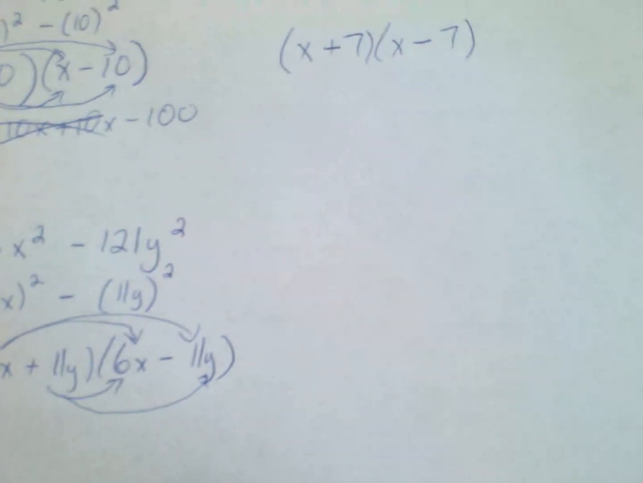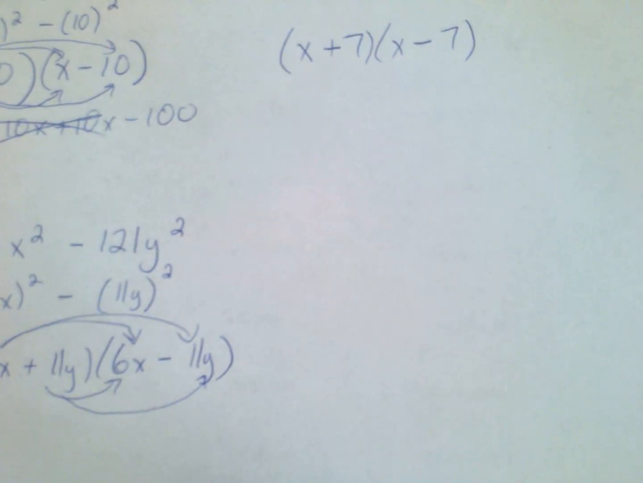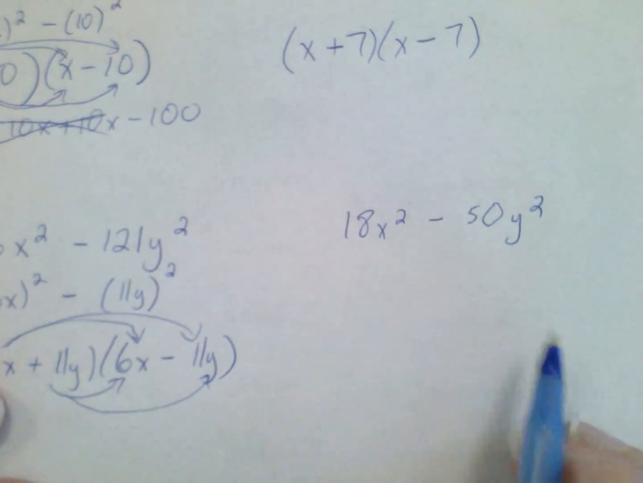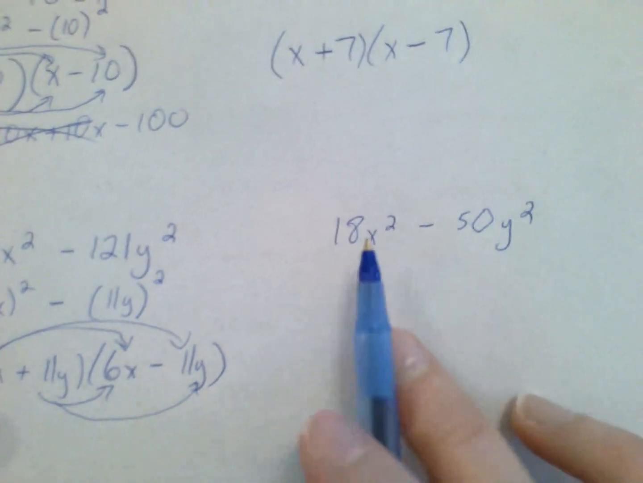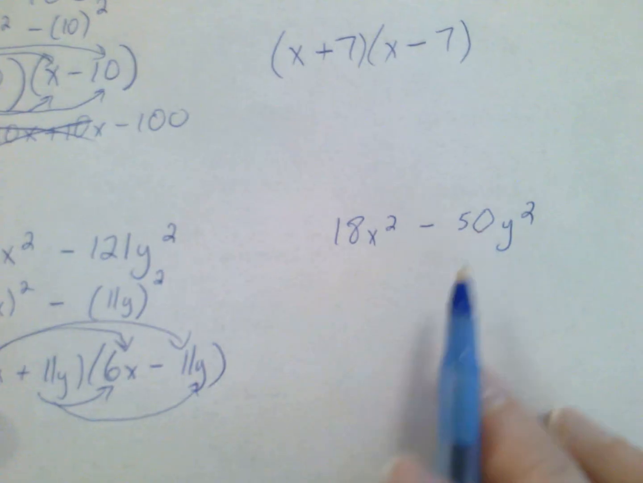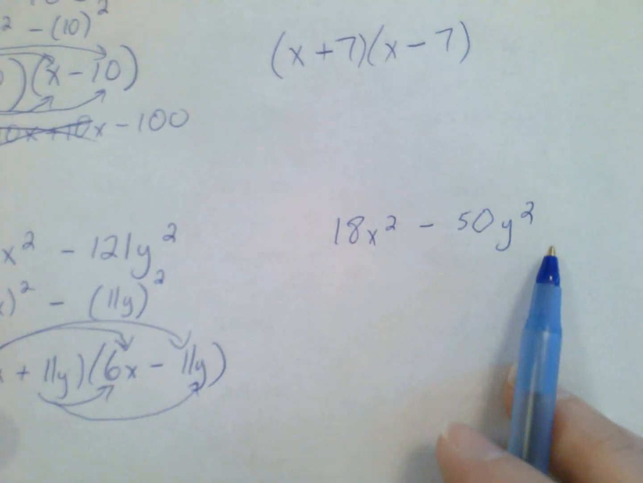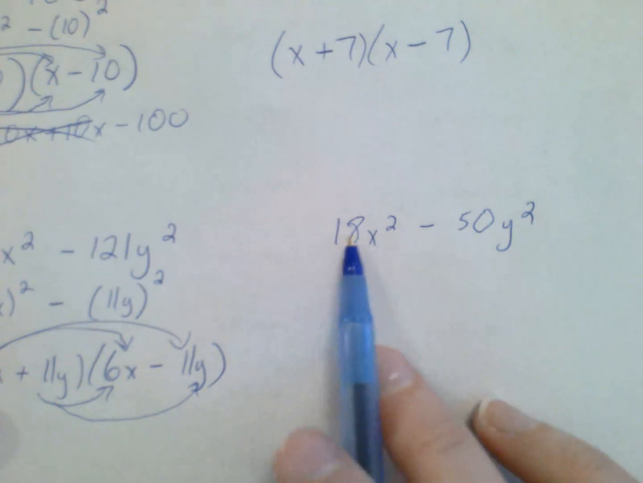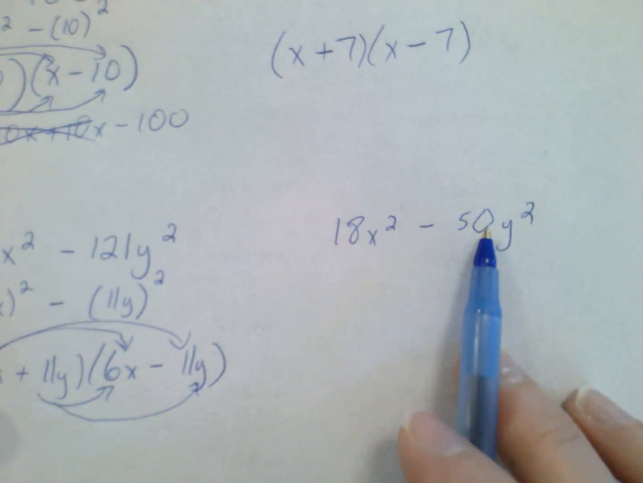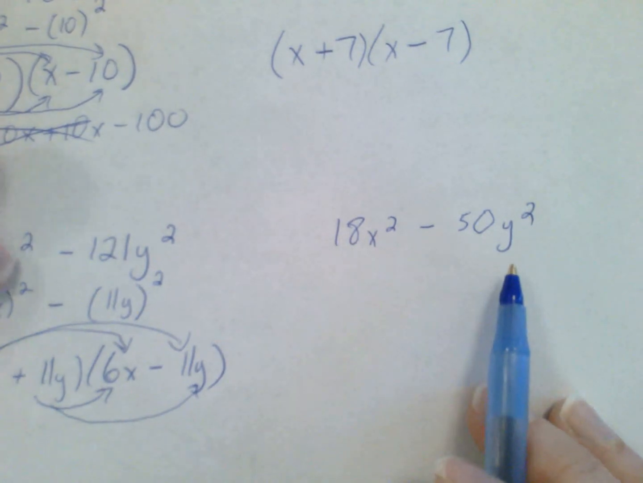All right, let's do one where you have to go a step farther. Okay, so I wrote down 18x squared minus 50y squared. All right, you may be thinking to yourself, well, 18 is not a perfect square and 50 is not a perfect square, so I feel stuck. I don't know what to do here.